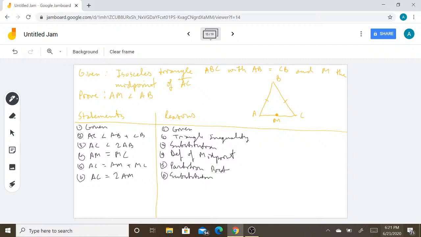And then we can say that 2AM is less than 2AB, because we know that AC equals 2AM and we know that AC is less than 2AB, so through substitution we can say that 2AM, which is equal to AC, is less than 2AB. So that's substitution again.